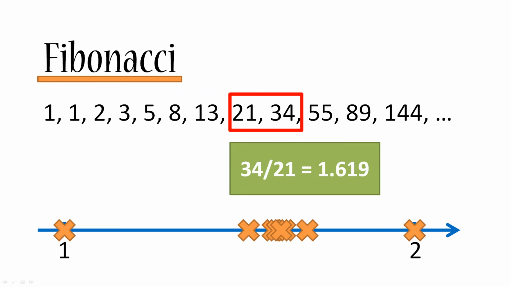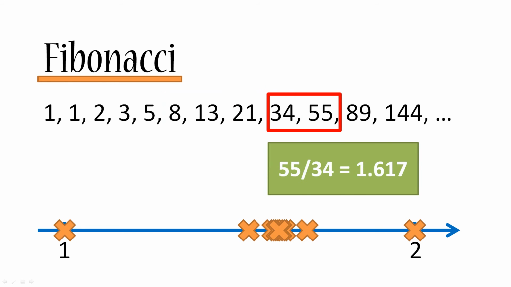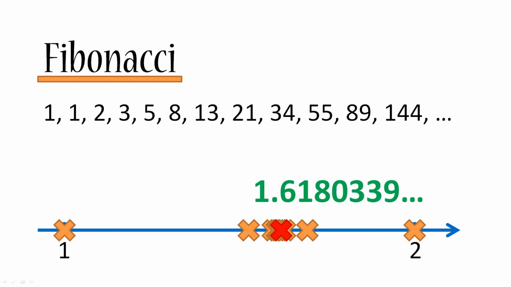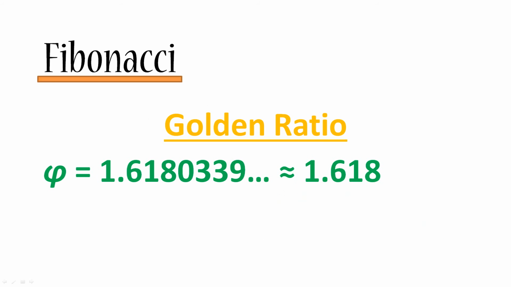The crosses are getting closer and closer to one specific number. And that number is 1.6180339 and so on. This number is known as the golden ratio, which is usually represented by the Greek letter phi. Phi is equal to approximately 1.618.